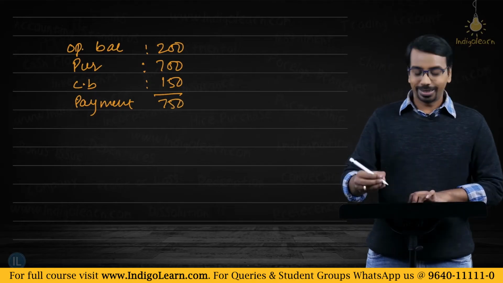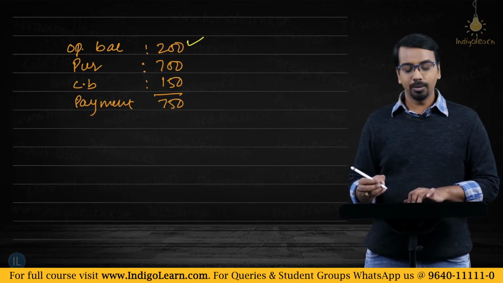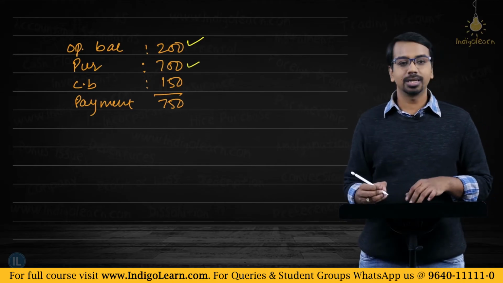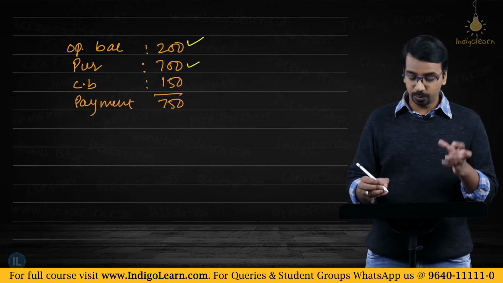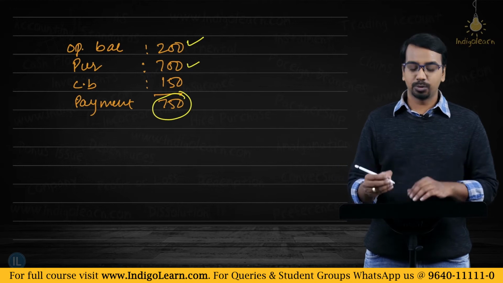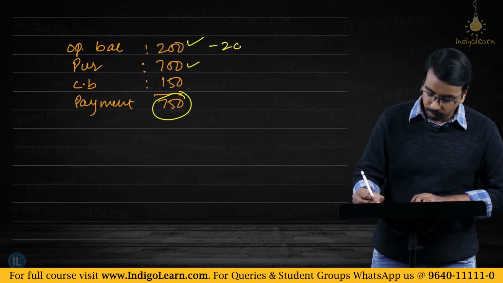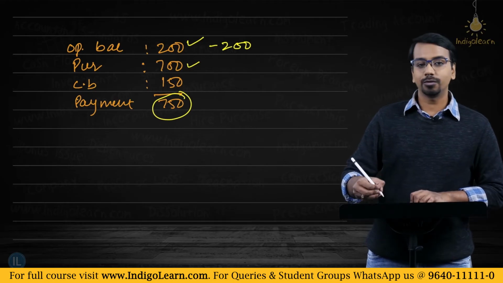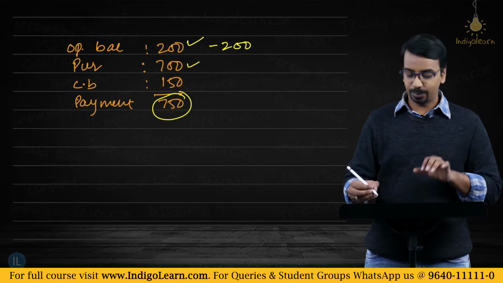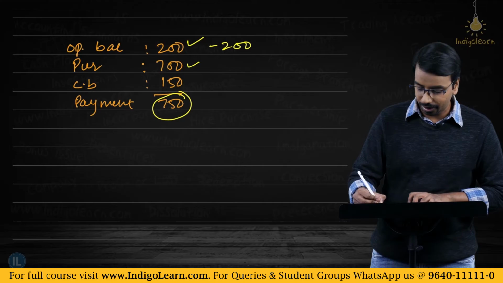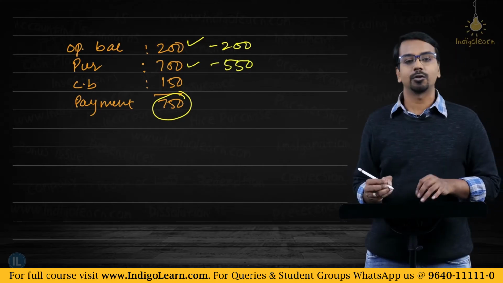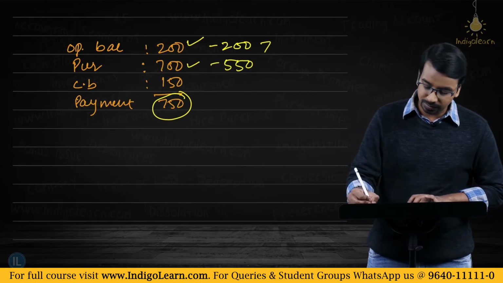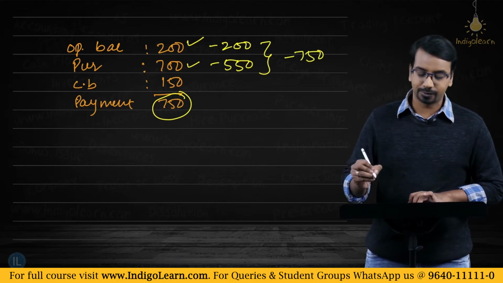And we said let us assume the opening balance has been paid in full, and out of the purchases the entire amount has not been paid. Which means out of the 750 that has been paid, 200 was paid towards the opening balance, and the rest has been paid for the current period, that is 750 minus 200, 550. This gives us the total of minus 750.